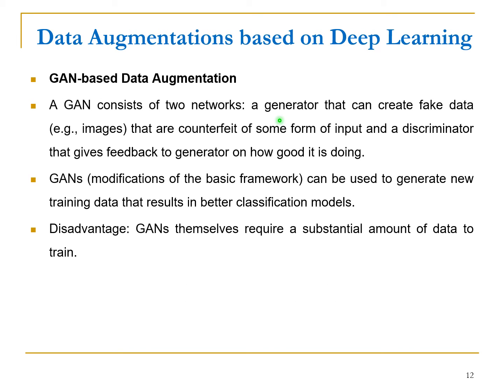Then we have GAN-based data augmentation. As we know, a GAN consists of a generator and discriminator, and with the help of the generator, we can synthesize new data. There are many variants of GAN like DCGAN, CycleGAN, etc., which are used to synthesize data for various applications, for example, medical applications. The disadvantage is that the GANs themselves require a substantial amount of data to train.